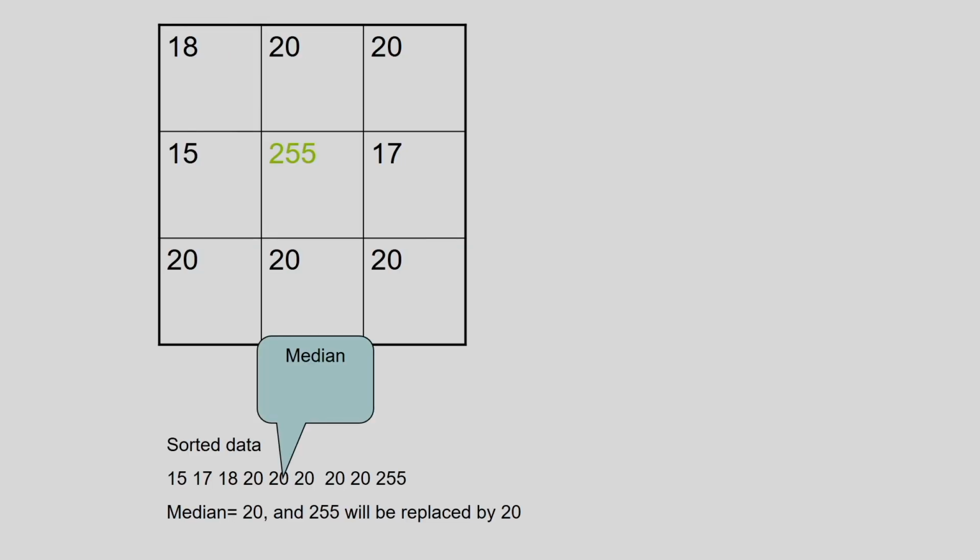And in this example, suppose I consider the 3 by 3 mask, and this pixel is affected by the salt and pepper noise because the value is 255. Then corresponding to this 3 by 3 window, the pixel values are 15, 17, 18, 20, 20, 20, 20, 20, 255. That means I have to arrange them in ascending order, and after this find the median value. So the median value will be 20. Then this 255 pixel value will be replaced by 20. So this is the concept of the median filter.